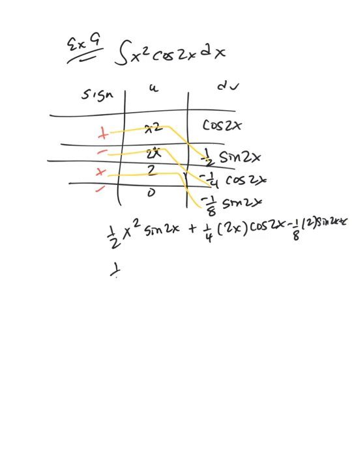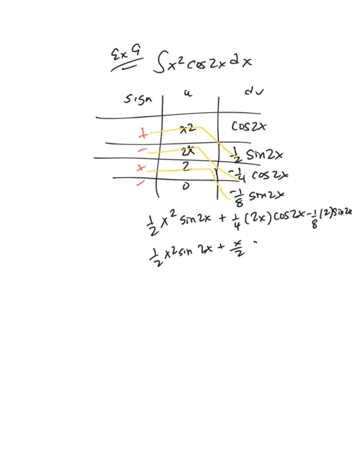Okay, clean this up. I get 1/2 x squared sine 2x plus 1/2 x, or just x over 2, right? Cosine 2x minus 1/4 sine 2x plus c. Okay, that's example 9. So this tabular method only works when u is a polynomial function. Okay, in this class we do things that are beyond the scope of the AP exam.